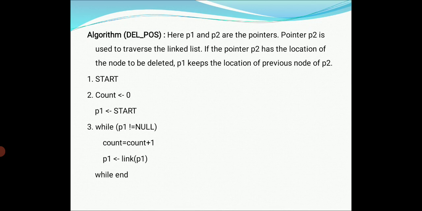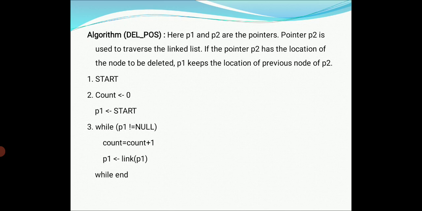Here two pointers are there, P1 and P2. The pointer P2 is used for traversing the linked list from the beginning to the given position. Then P2 holds the location of the node which has to be deleted. P1 keeps the location of the previous node of P2. Starting the algorithm is step 1. Then step 2 is traversing, where count is initialized to 0.